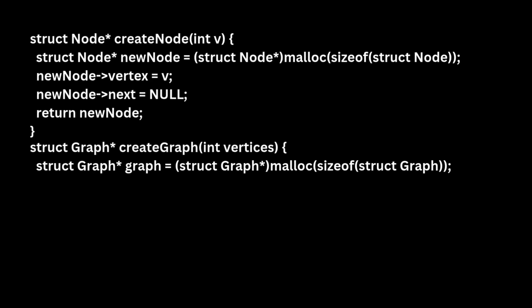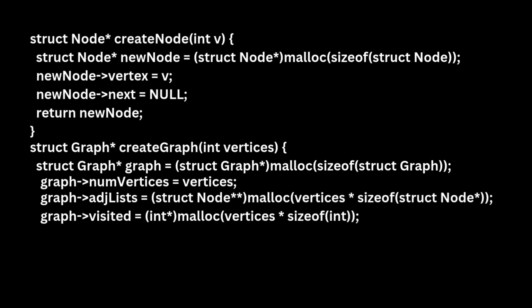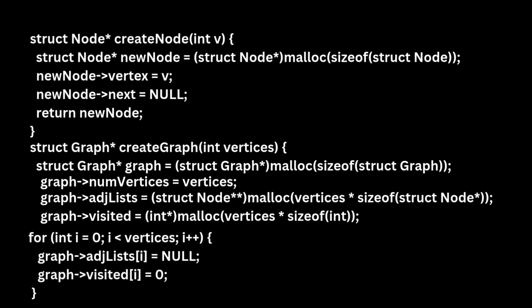Next we will create a graph. So this allocates memory for a graph structure, and this sets the number of the vertices, and this creates an array of linked lists for adjacency, allocates a visited array to keep track of visited nodes. This for loop initializes all adjacency lists to NULL and sets all nodes as unvisited, that is 0.